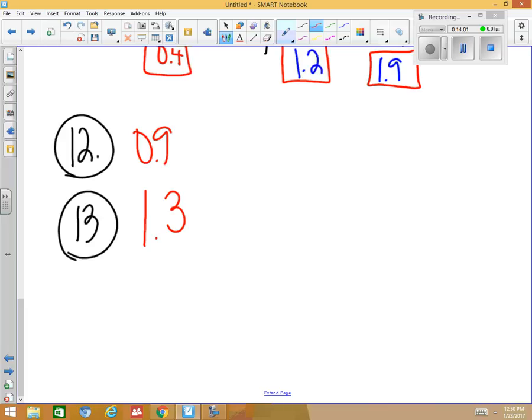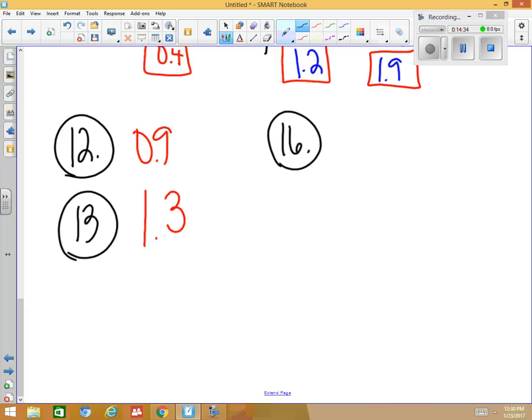You want to do the next one? Circle 14 and 15. These are easy. Let's look at 16. 16 says I'm supposed to write these as a decimal. How many tenths is that? Look, 7 tenths. So how do I write 7 tenths as a decimal?